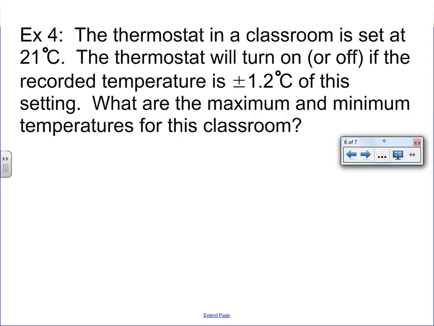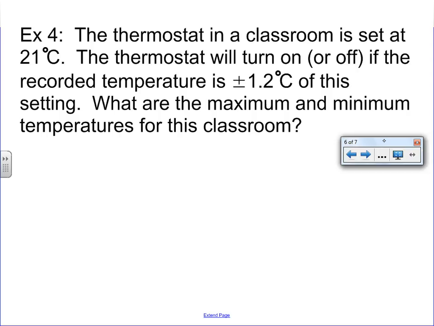The thermostat in a classroom is set at 21 degrees Celsius. The thermostat will turn on or off if the recorded temperature is plus or minus 1.2 degrees Celsius of this setting. What are the maximum and minimum temperatures for this classroom?